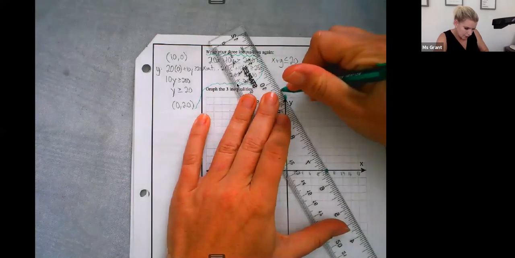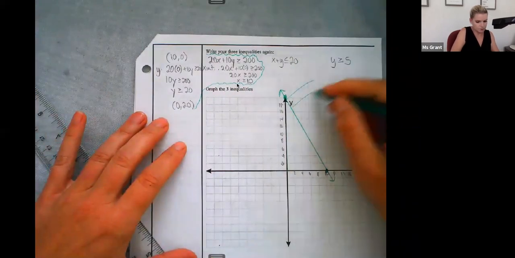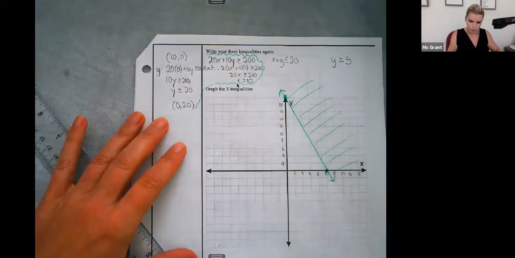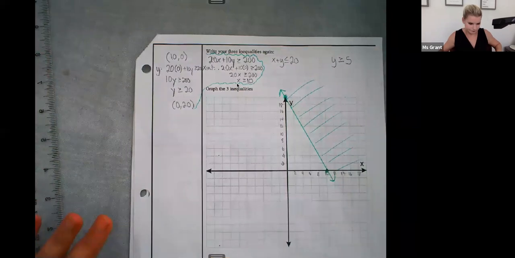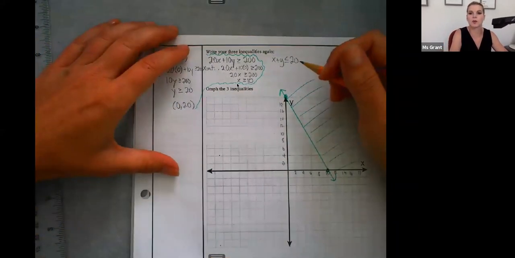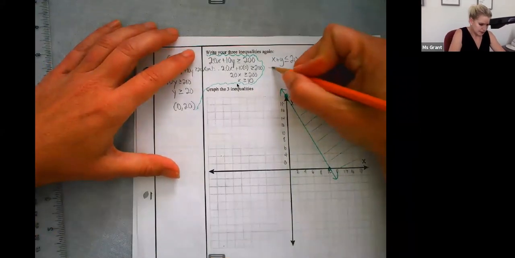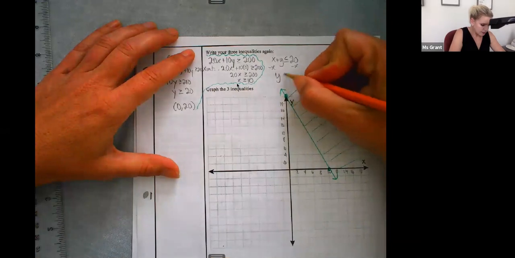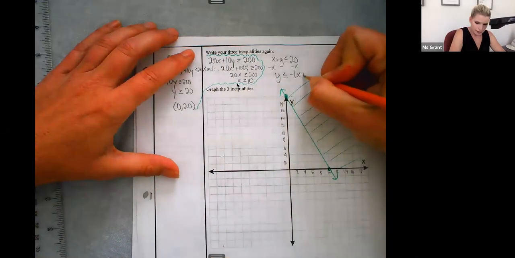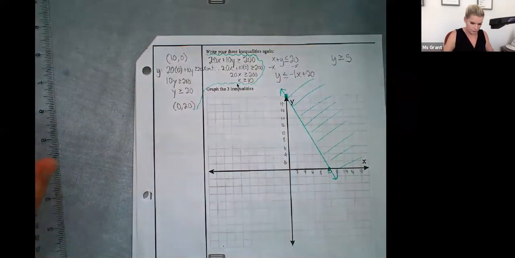Remember how I said since they're both greater than or equal to, it's going to be shading up? So like here. All right, now I have another one. X plus Y is less than or equal to 20. So minus X, Y is less than or equal to negative 1X plus 20. That's fine, okay? Blue.